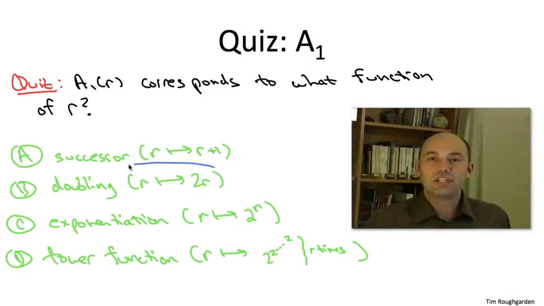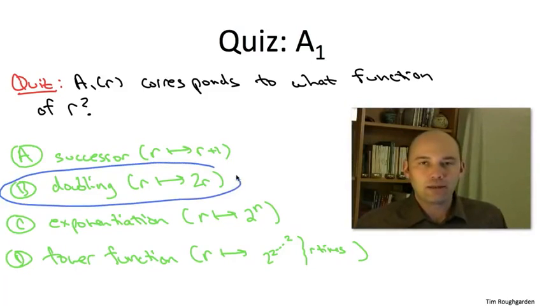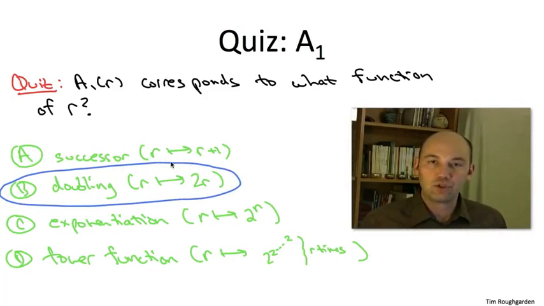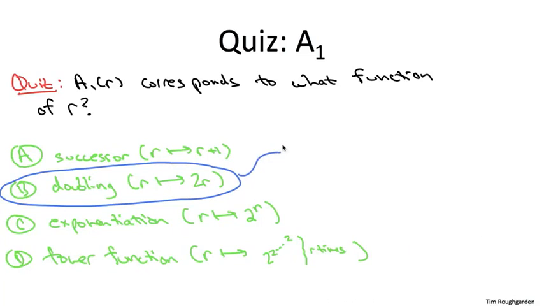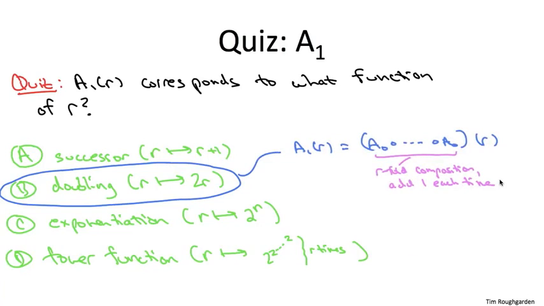All right, so the correct answer is B. At least A1 is quite simple to understand. All it does is double the argument. So if you give it R, it's going to spit out 2R. So why is that? Well, A1 of R, by definition, is just the function A0 applied to R, R times. A0, by definition, is the successor function. It adds 1. So if you apply the successor function R times starting from R, you get 2R as a result.